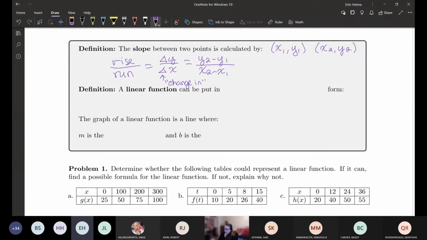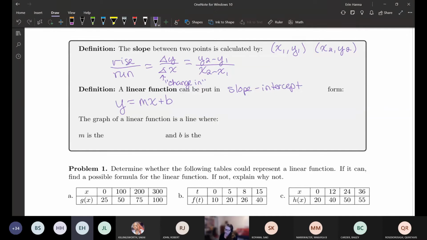A linear function can be put in something called slope-intercept form. There's another form that we'll talk about later. We probably won't get to it today, but we'll talk about it later. Which is y equals mx plus b, which I feel, in the last couple times I've taught this class, is the one that most people are familiar and most comfortable with.